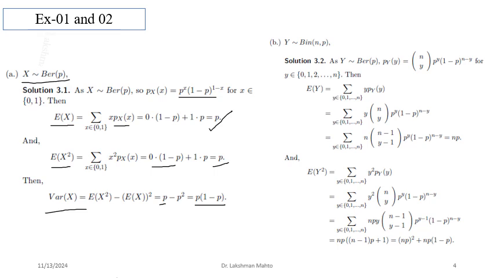Here you observe your probability mass function is written in terms of P, your expectation is computed in terms of P, and your variance is computed in terms of P. Then what is P? P is the probability of success. So actually P is a parameter which is defining every related concept of the Bernoulli random variable.